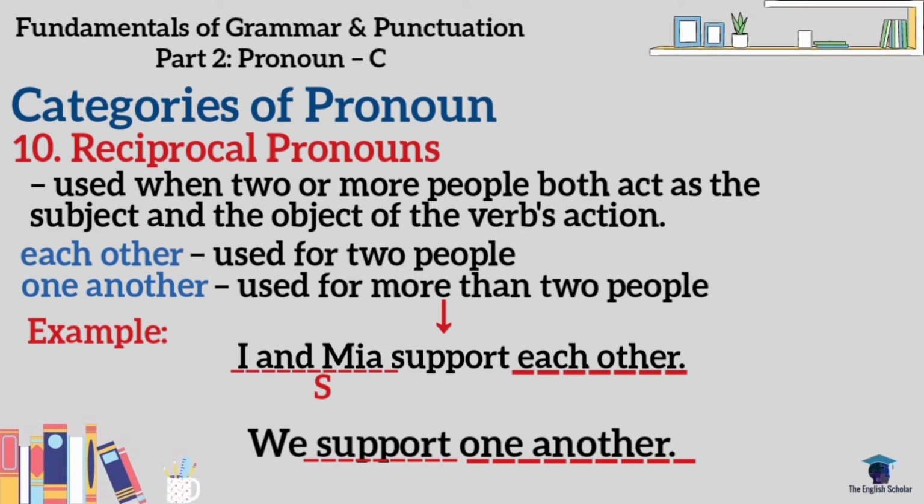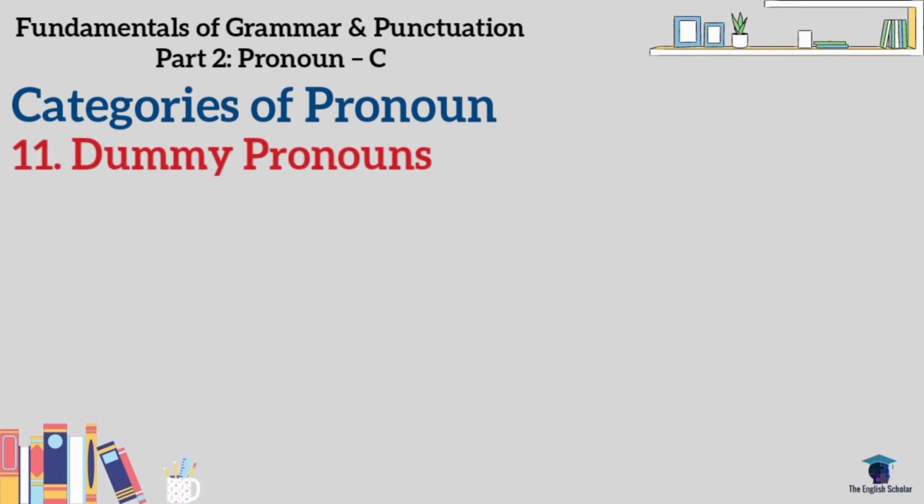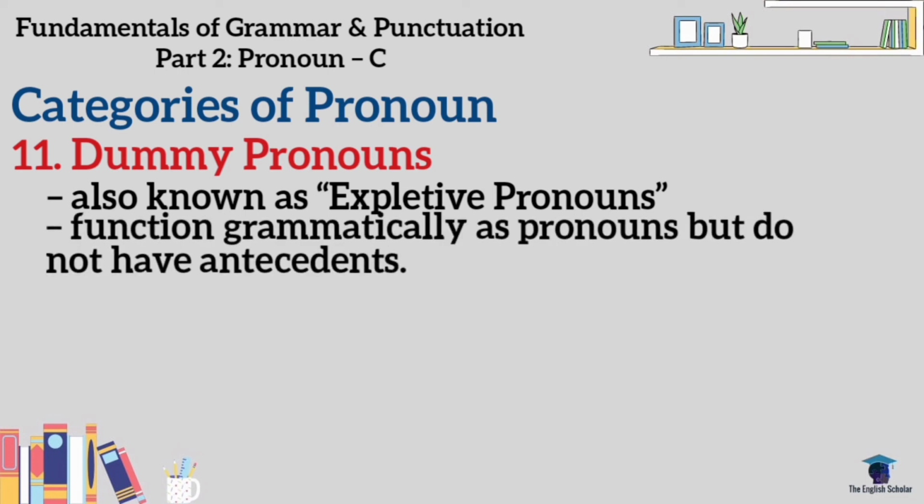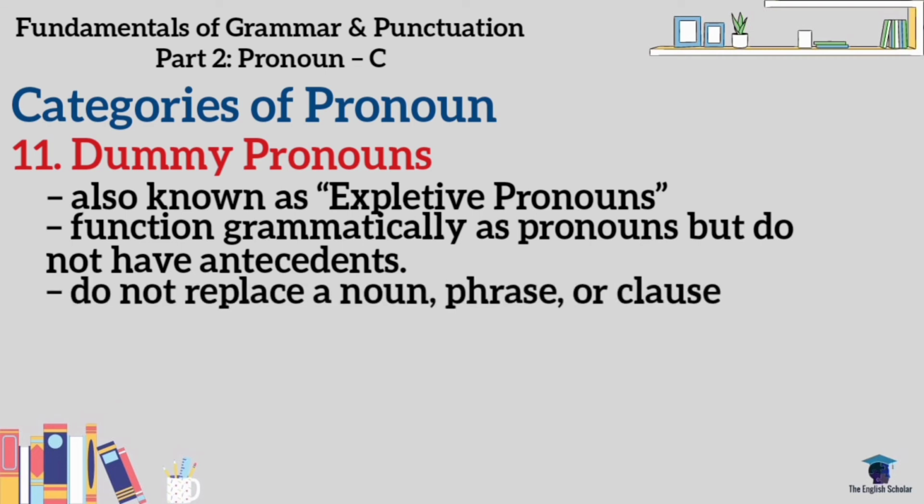Alright, let's go to the last category, which is dummy pronouns. You guys probably aren't much familiar with this, but yes, this category exists. Dummy pronouns are also called expletive pronouns. These pronouns are words that function grammatically as pronouns but do not have antecedents. That is, they do not replace a noun, phrase, or clause. In other words, they refer to nothing in particular, instead, just helping the sentence to function properly in a grammatical context. There are only two dummy pronouns, the it and their.